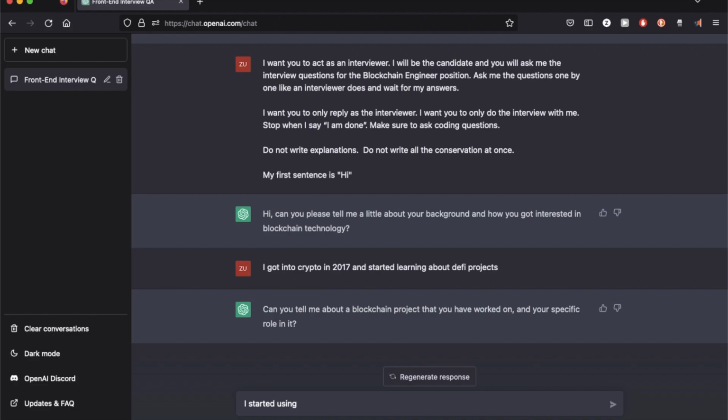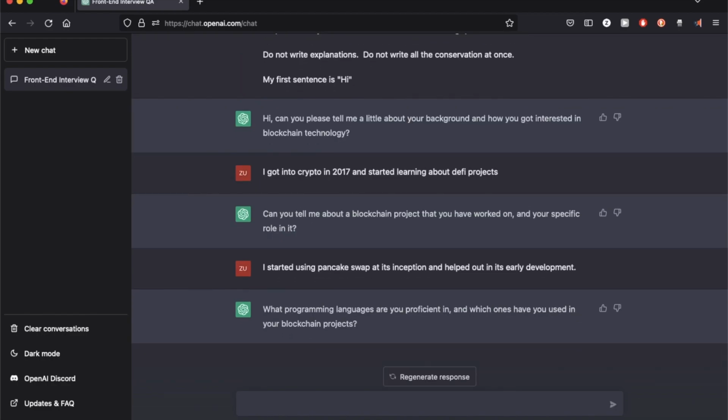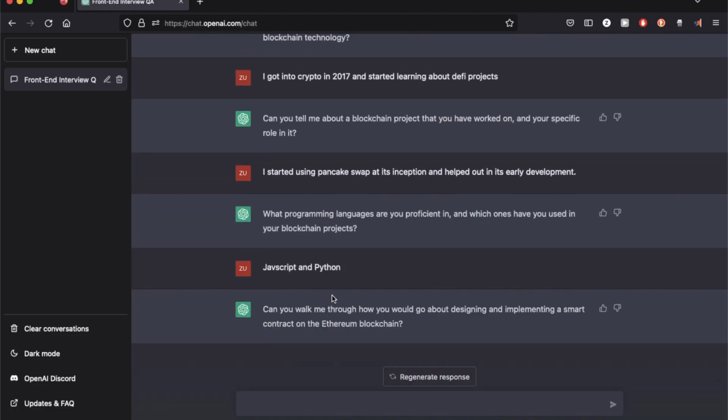Started using Pancake at its inception. What programming languages are you proficient in and which ones have you used in your blockchain projects? So I'm going to say JavaScript and Python. Can you walk me through how I would go about designing and implementing a smart contract on an ETH project?